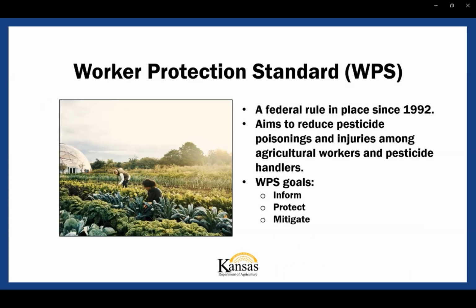So what is Worker Protection Standard, or WPS? WPS is a federal law aimed at reducing pesticide poisoning and injuries for those who work in agriculture. The goals of WPS are to inform, protect, and mitigate. The requirements of WPS provide agricultural workers and pesticide handlers with information to minimize exposure for themselves and their families. It protects workers and handlers from exposure while working, and it mitigates or reduces the effect of pesticide exposure. WPS also requires training before such employees begin to work.